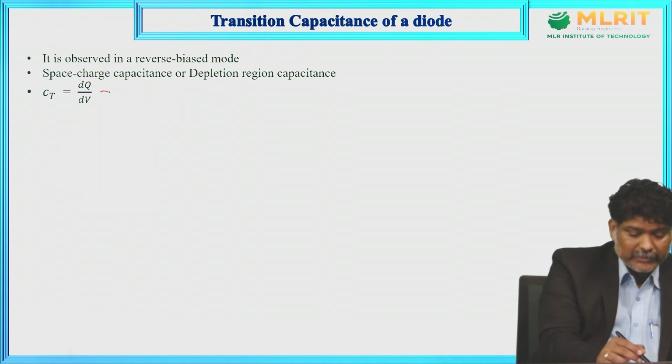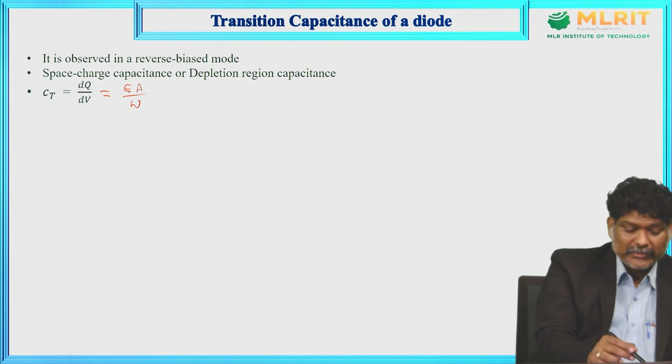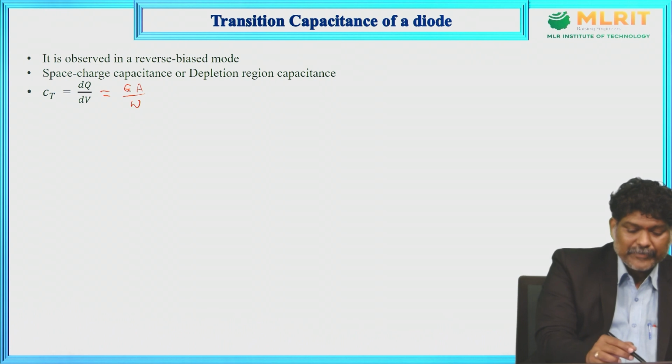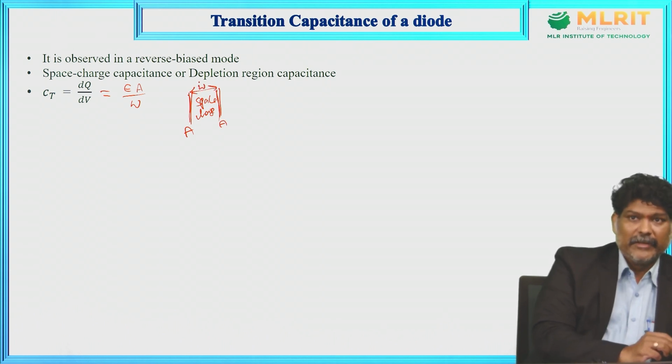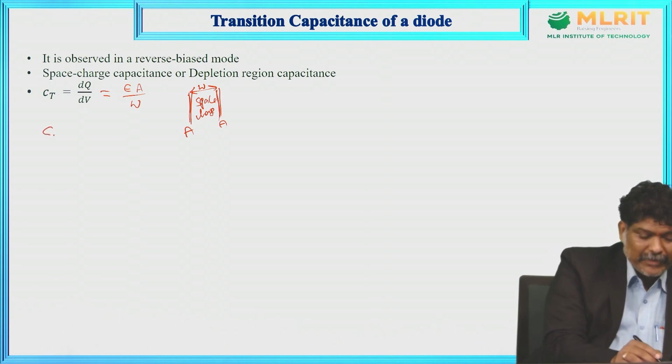The transition capacitance can also be given as epsilon A by W. What is epsilon? Epsilon is the permittivity of the dielectric material, that is, the space charge region, A is the area of the plates, and W is the width of the depletion region. Now let us consider a step graded junction.